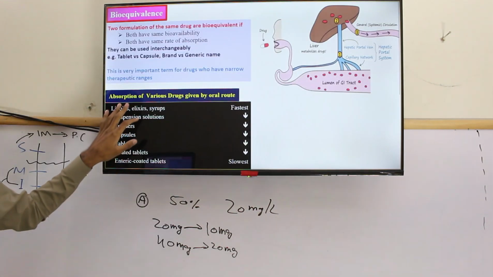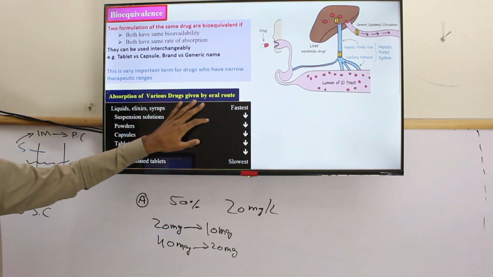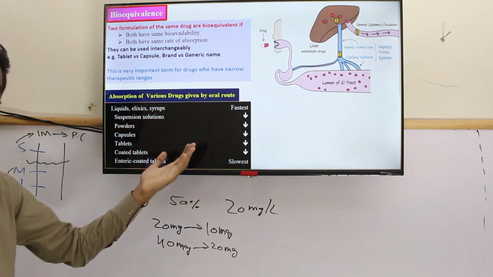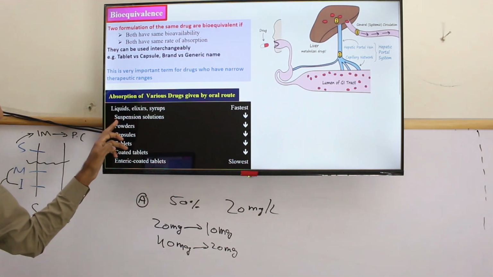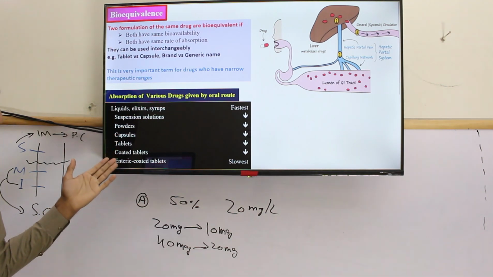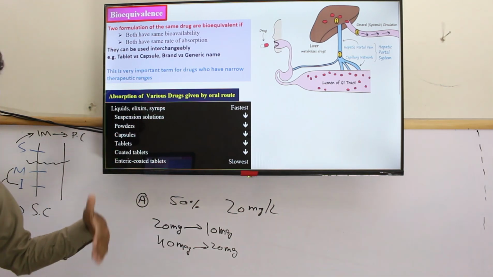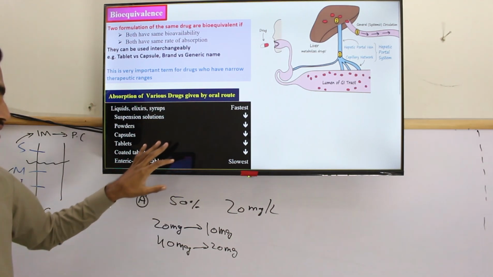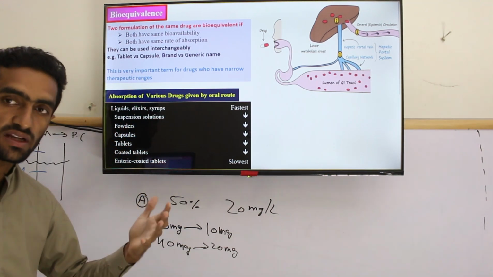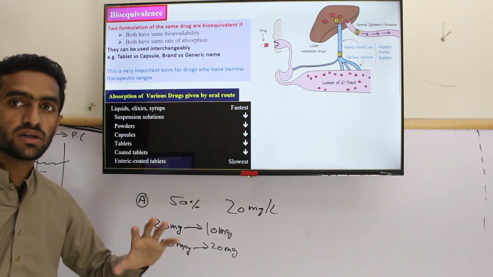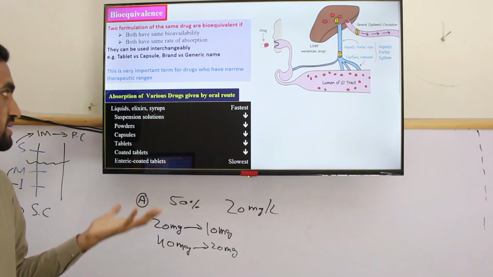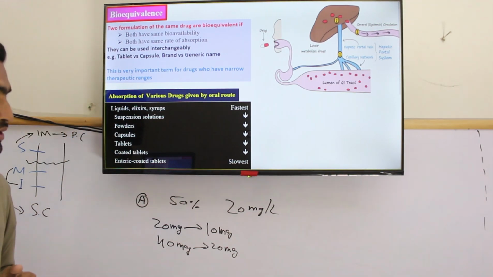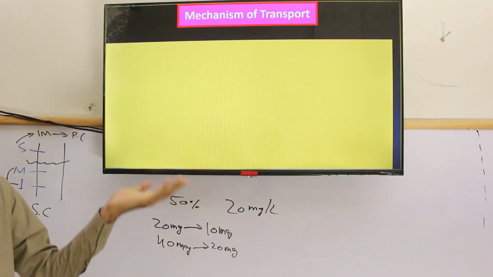If you look at the absorption of various drugs given by the oral route, liquids, syrups and elixirs are the fastest, while if you move to suspension, powder, capsule, tablet, coated tablet and enteric coated, they have the slowest rate of absorption. This is important when you use different formulations, as there is some change in the rate of absorption.